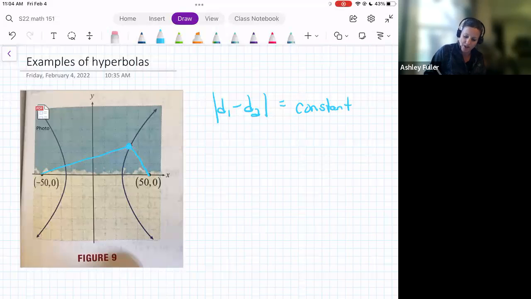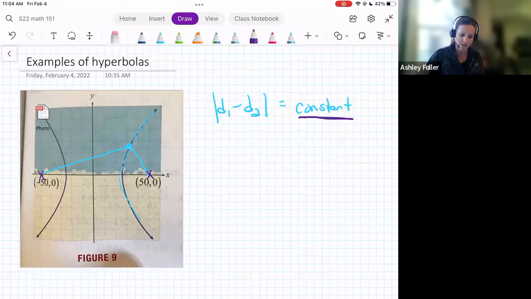Imagine that this is a ship traveling along the path of a hyperbola. If they receive a communication signal from towers that are located at the foci of the hyperbola, as long as they keep a constant time that it takes to receive those signals, they'll know that they're keeping their distance traveling along the arc of that hyperbola.